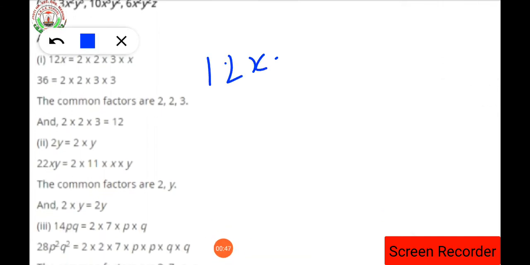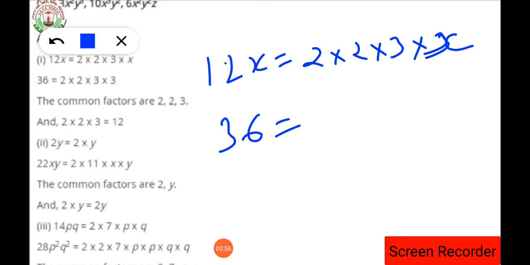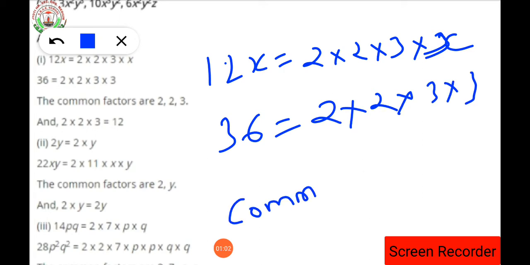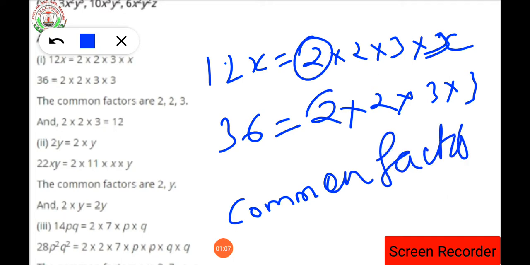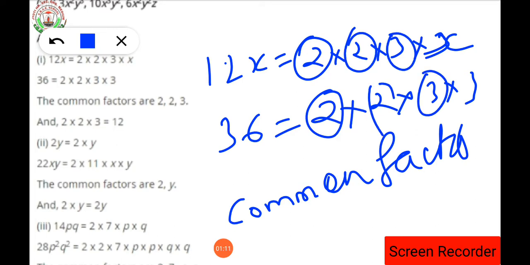We just found these factors. So 12 is 2 into 2 into 3 and this x is alone. Then in the same way 36 is the number whose factors are 2 into 2 into 3 into 3. Now it is asked to find the common factor in this. Since it is asked to find the common factors, we can mark the common factors. Both 2s are common, again 2 is common, then 3 is common, but x and the other 3 are left, which are not common. So the common numbers which we circled are 2 into 2 into 3.